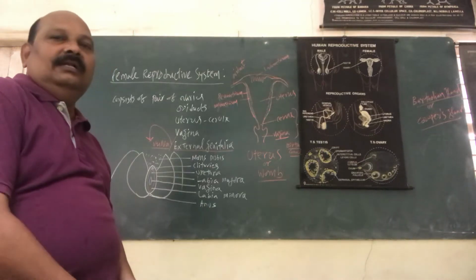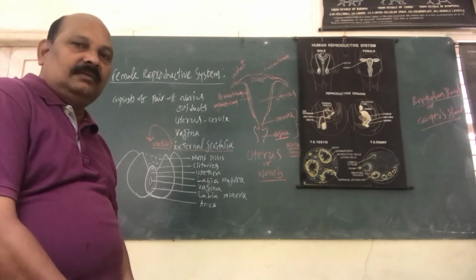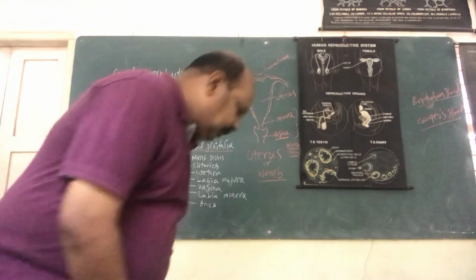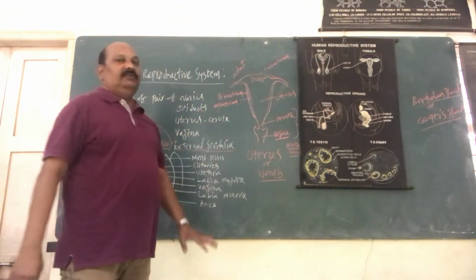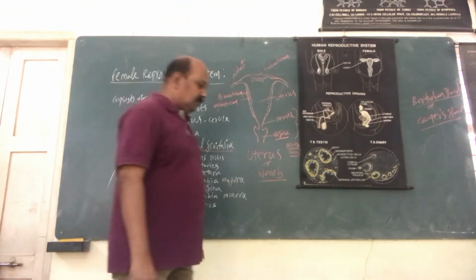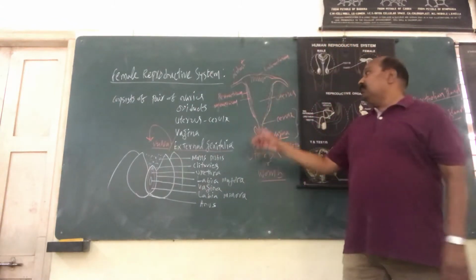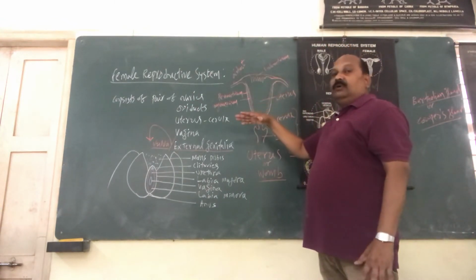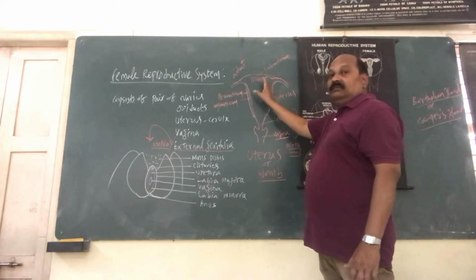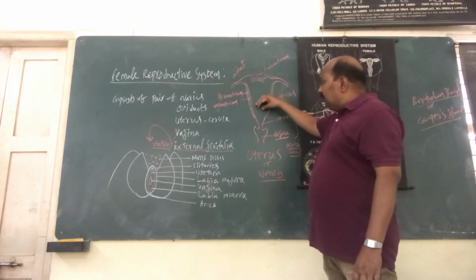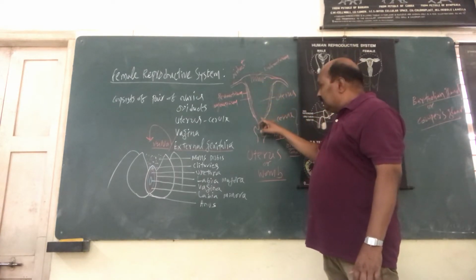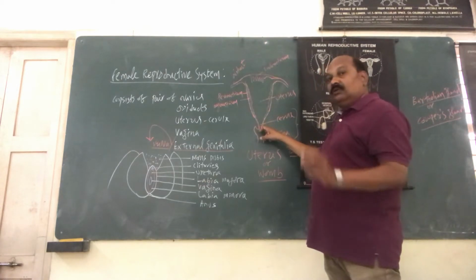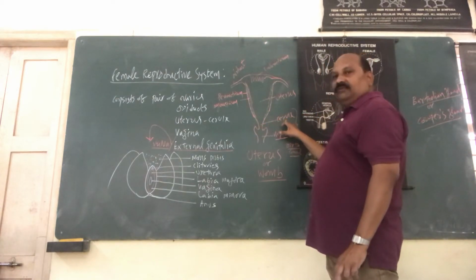Hello everybody. In this class we will discuss the structure of the uterus. The uterus is the third part of the female reproductive system. It is an inverted pear-shaped organ. That means the anterior side is very wide whereas the posterior part is narrow. The posterior narrow area is called the mouth of the uterus, what we call the cervix.